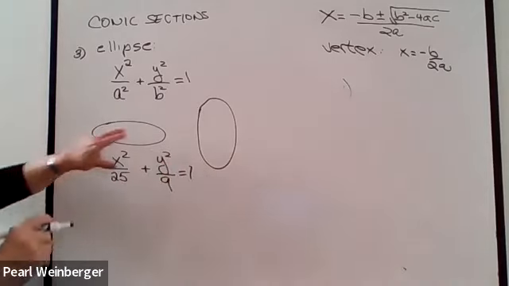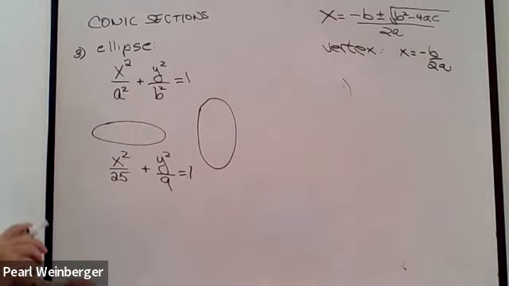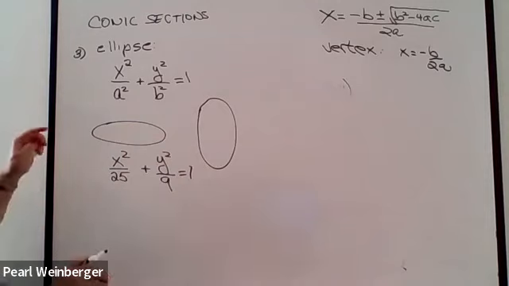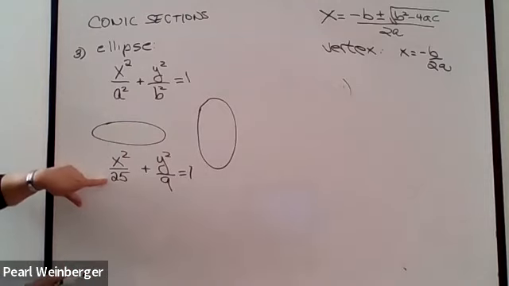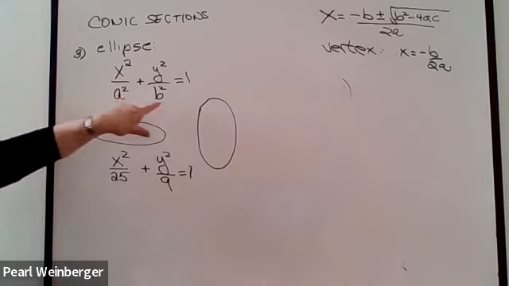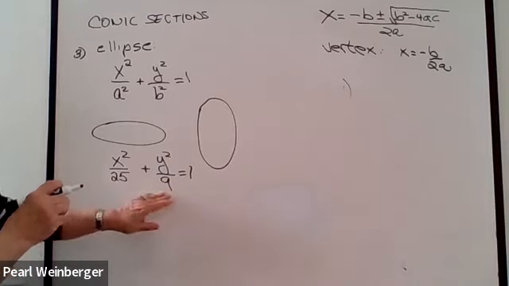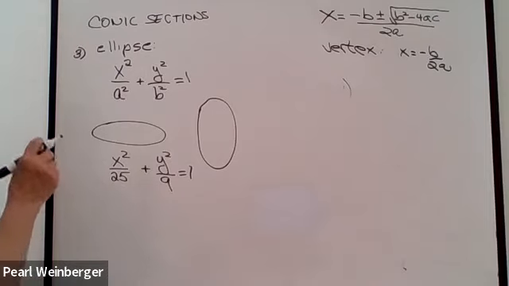This is an example of an equation of an ellipse. Again, notice the two numbers, the a's and the b's, are different. If the a's and the b's were the same number, we would have a circle, but a circle is generally not written that way. But when we have an ellipse, these two numbers are different. Now, how does that help us?